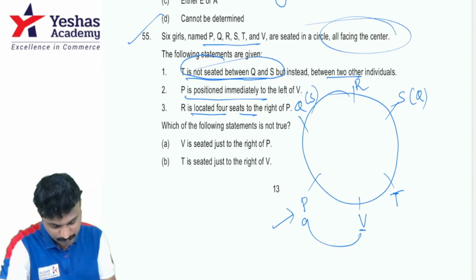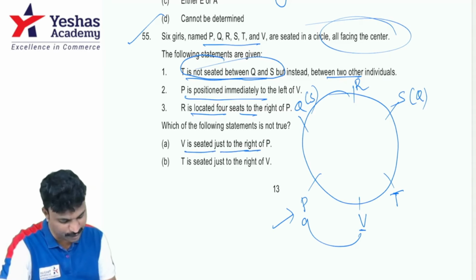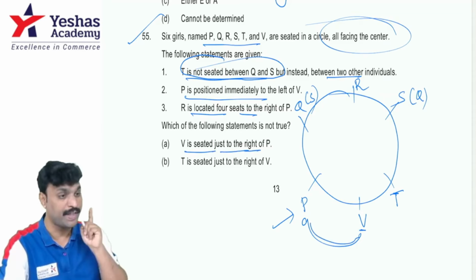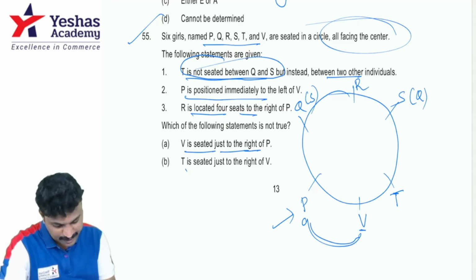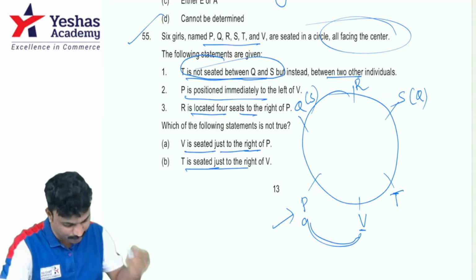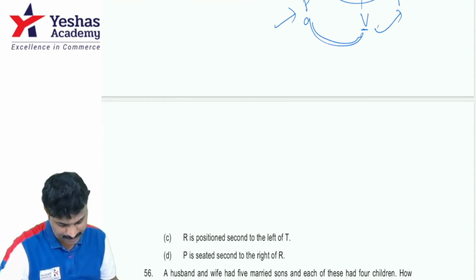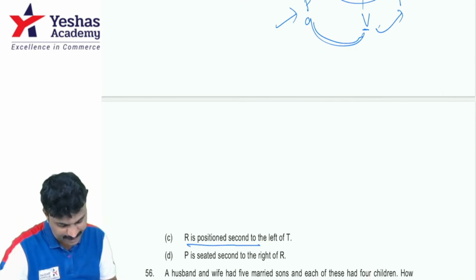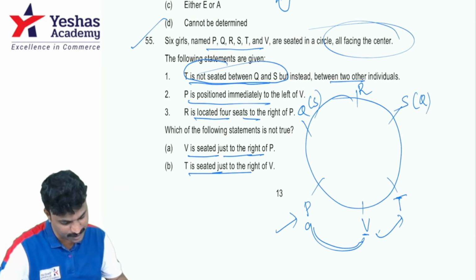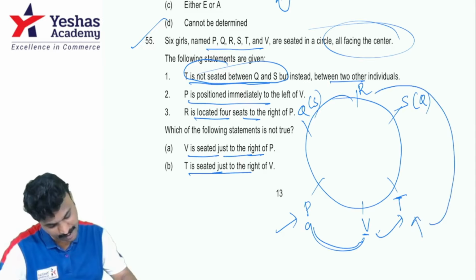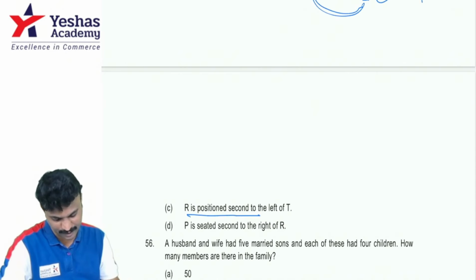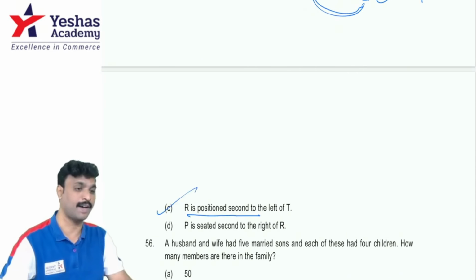They are saying V is seated just to the right of P. That is correct. They're asking which is not true, right? T is seated just to the right of V. T is definitely just to the right of V. It's true. What next? R is positioned second left of T. Actually, R is positioned second right of T. Correct? So that is what is the wrong statement.